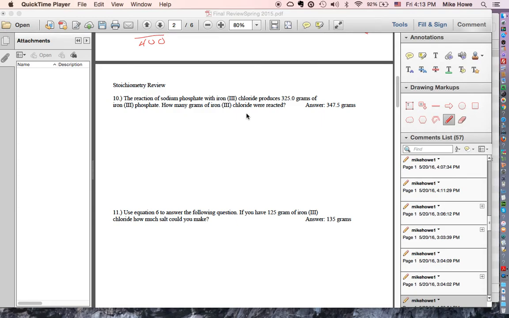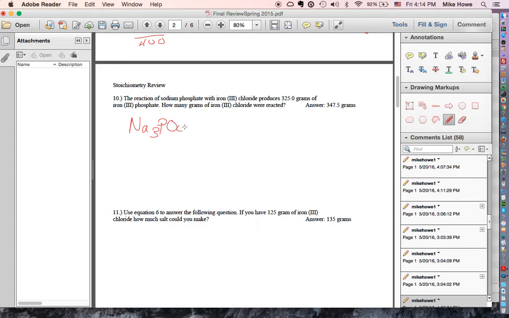Now we're going into the stoichiometry section. For stoichiometry, you have to have a chemical equation. So this one says sodium phosphate, Na3PO4, is reacting with iron 3 chloride, so that'd be FeCl3. We know that one of the products is iron 3 phosphate. It says so right here.